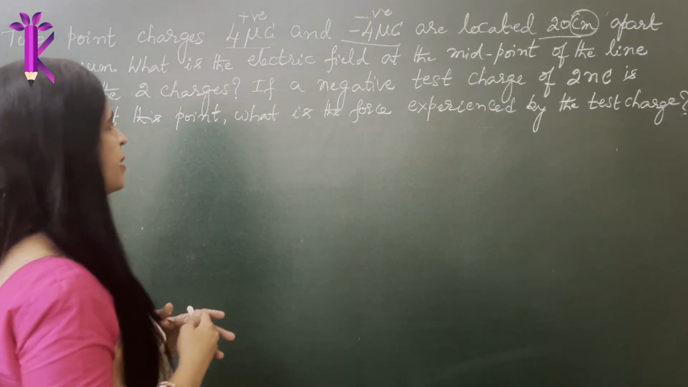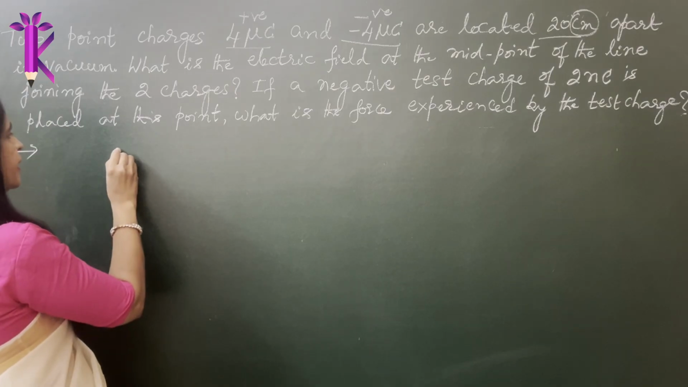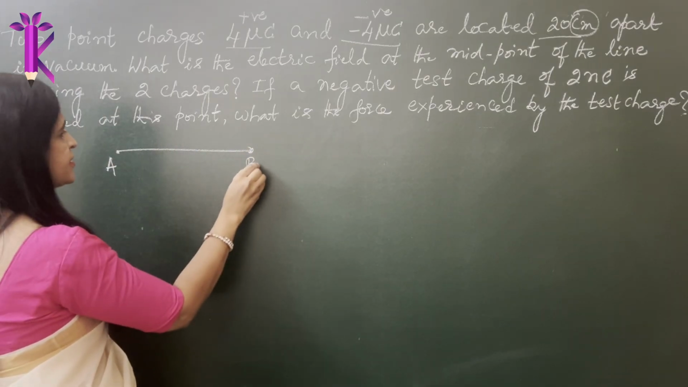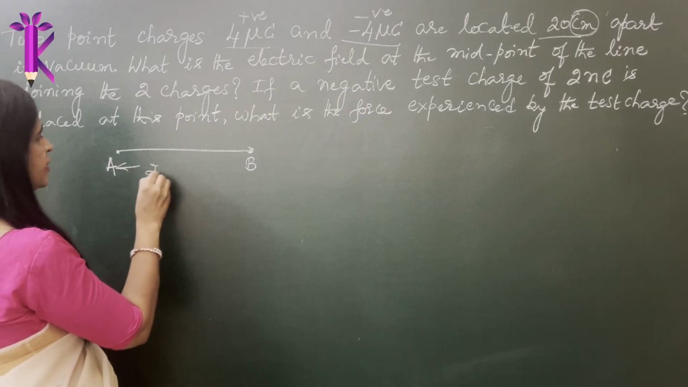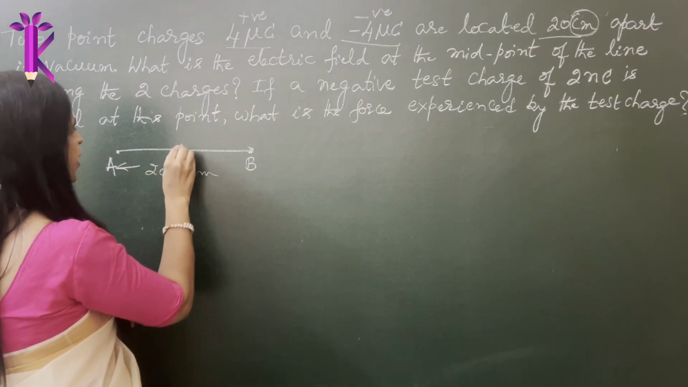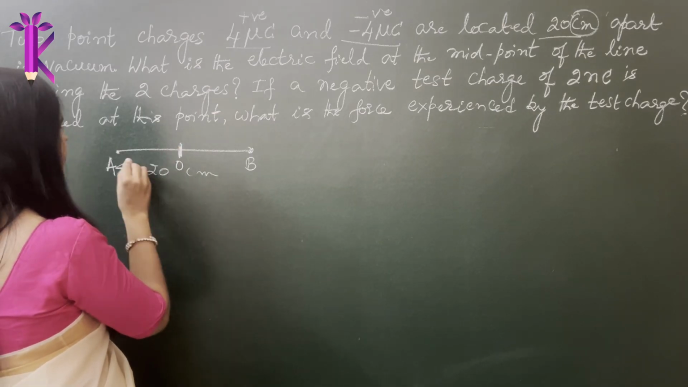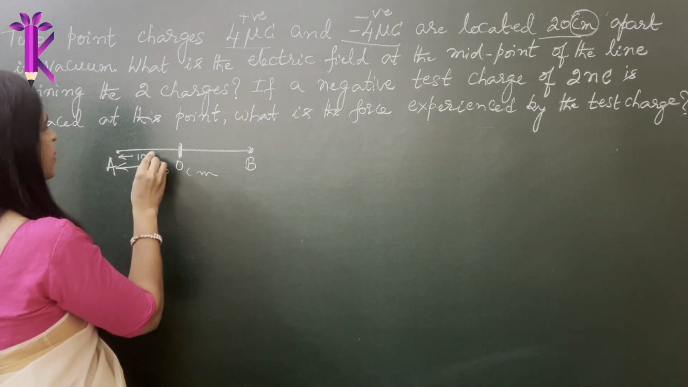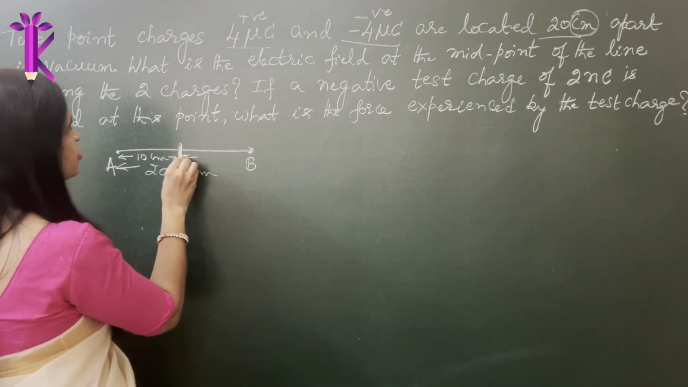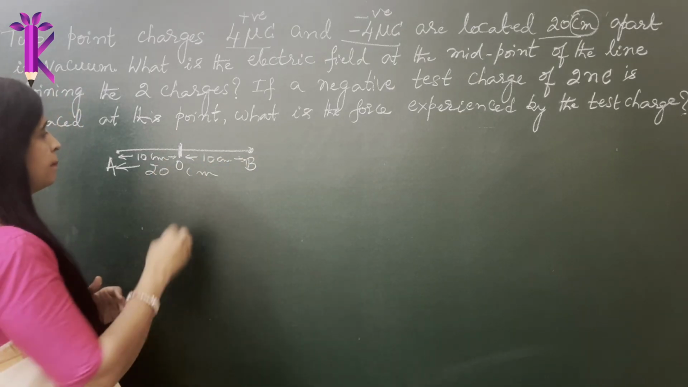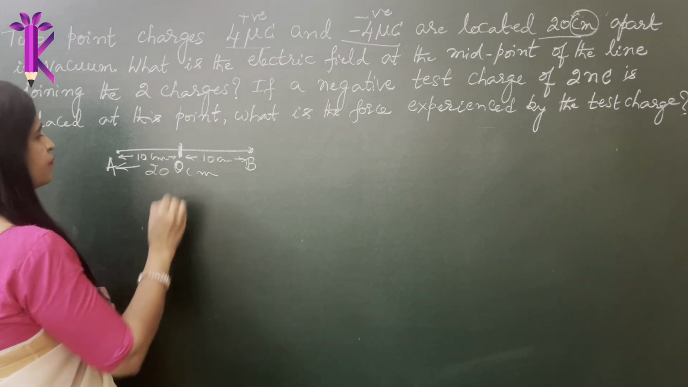So again, you assume a midpoint O, right? So this is A and this is B, where you have placed your charges. The distance of separation is 20 centimeter. So there is a midpoint O where you are supposed to calculate the electric field. So this is your midpoint. So from A, the midpoint O is 10 centimeter away. So it is 10 centimeter away from the point B. So this is the midpoint O, right?